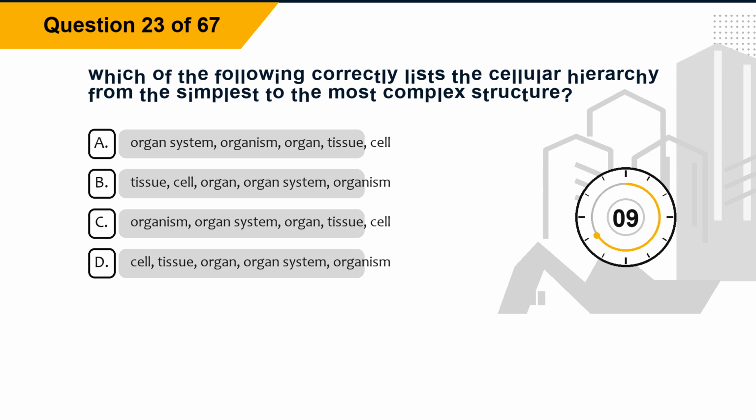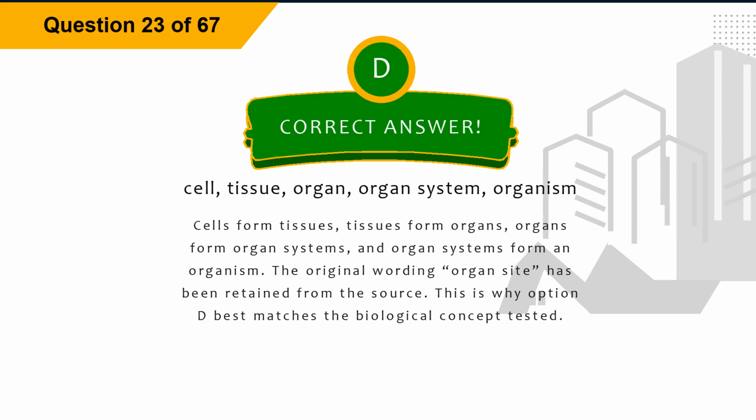Option C, organism, organ system, organ, tissue, cell. Option D, cell, tissue, organ, organ system, organism. The correct answer is option D, cell, tissue, organ, organ system, organism.